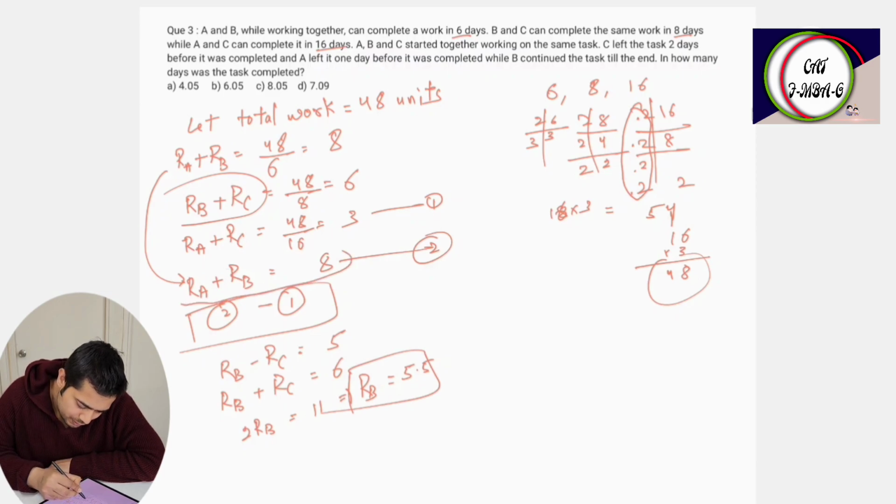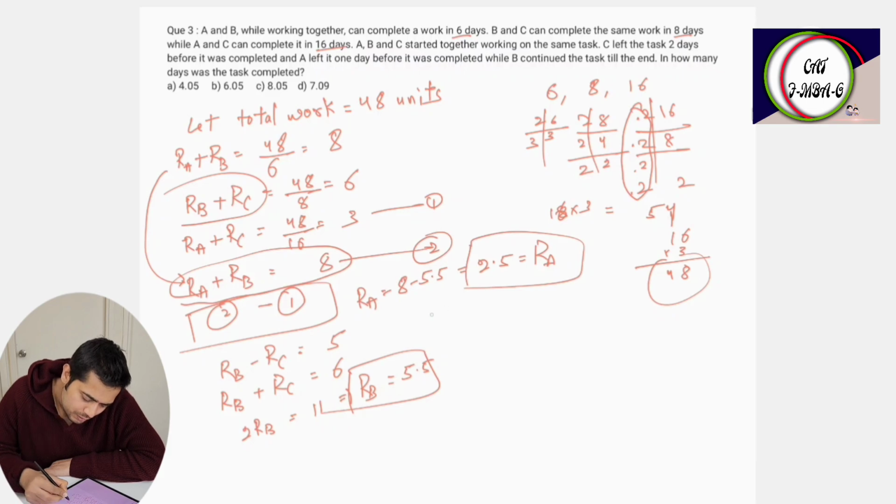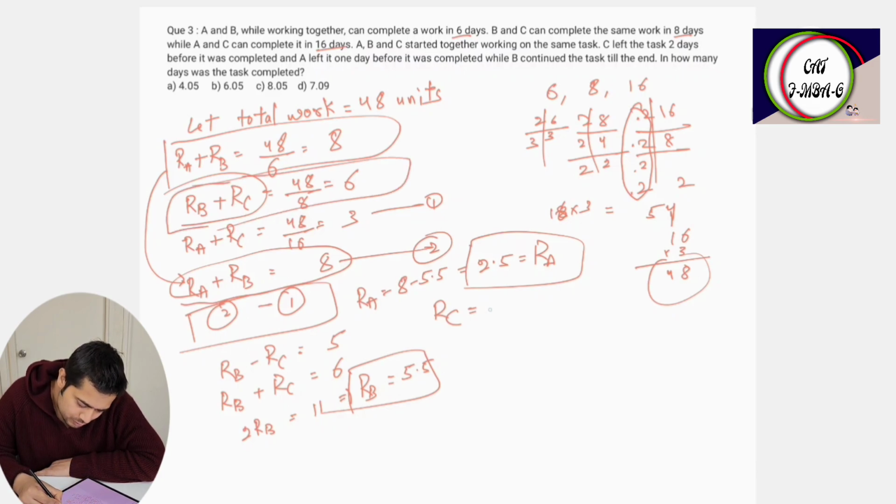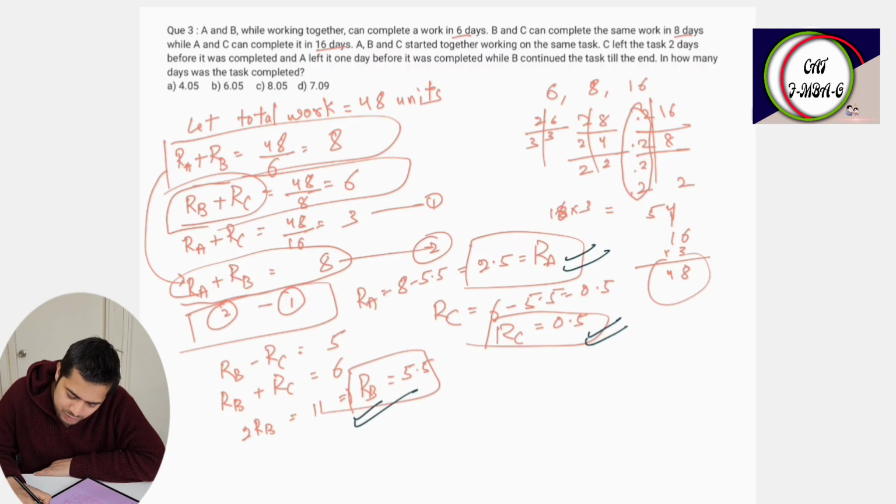Okay, and from here RA is equal to 8 minus 5.5, which is equal to 2.5. And RC, from here you can calculate RC is equal to 6 minus RB 5.5, which is equal to 0.5. So RC is equal to 0.5. These three values we have got: RB is equal to 5.5, RA is equal to 2.5, RC is equal to 0.5.